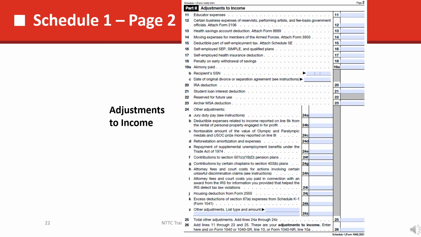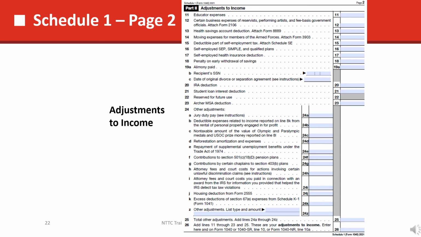Here is Schedule 1, page 2. This is adjustments to income. As I said before, this used to be on the same page with the prior page, but now they split it up. So adjustments to income would cover things like educator expenses, business expenses, health savings account deduction, deductible part of self-employment tax, self-employed health insurance deduction, alimony paid, the IRA deduction, student loan interest deduction. So those are all adjustments to income. And here again, once those are all totaled up, they would be placed on page 1 of the 1040.